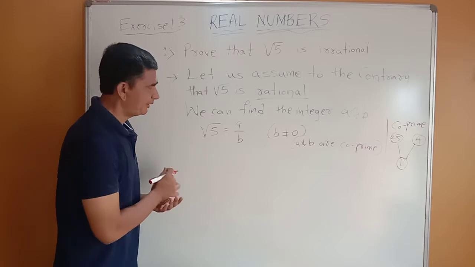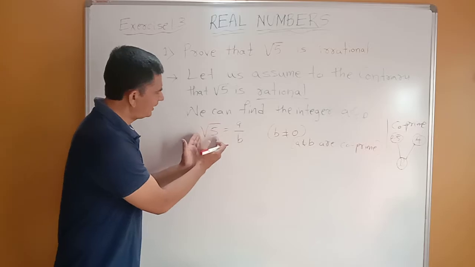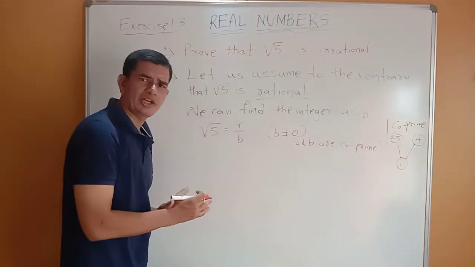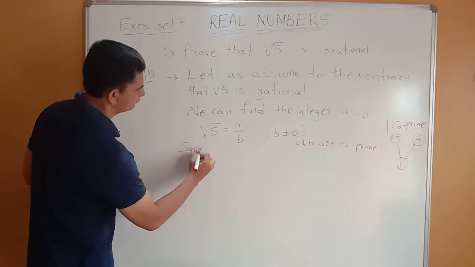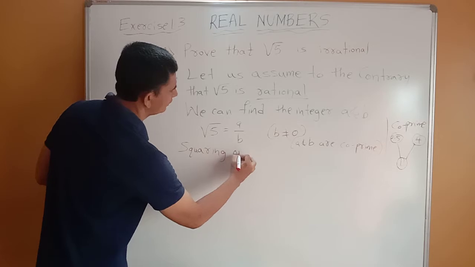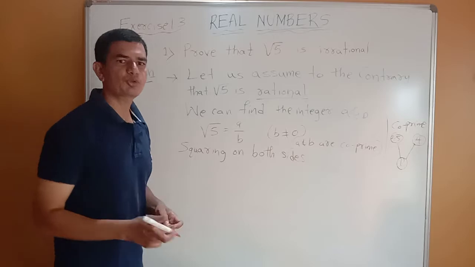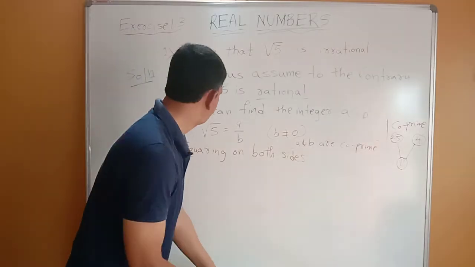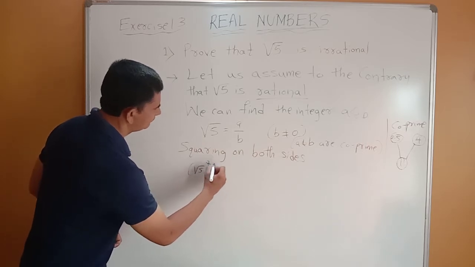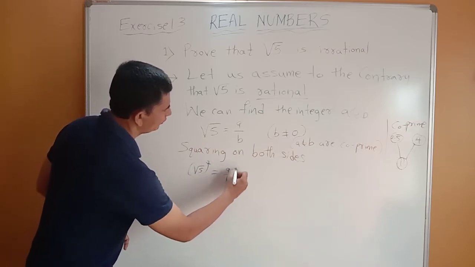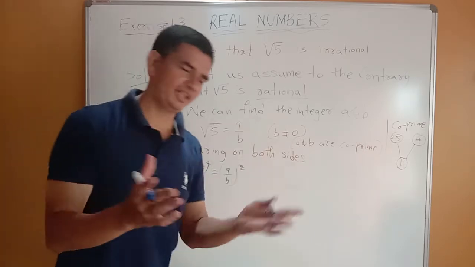What can we write here? We have to square on both sides. Why do we square on both sides? Because on one side a square root is there, and on the other side there is no square. To remove this, we do squaring on both sides. If you square on both sides, what will you get? For root 5 we have to square, and for a by b also we have to square.